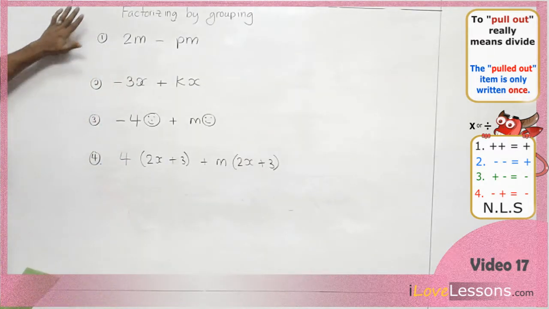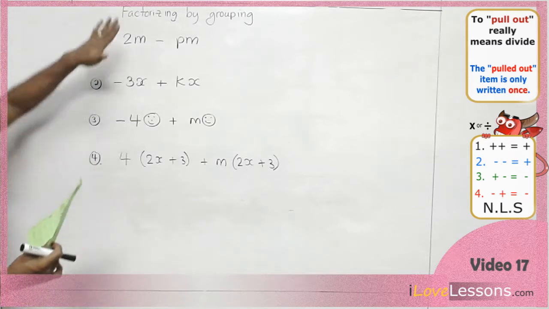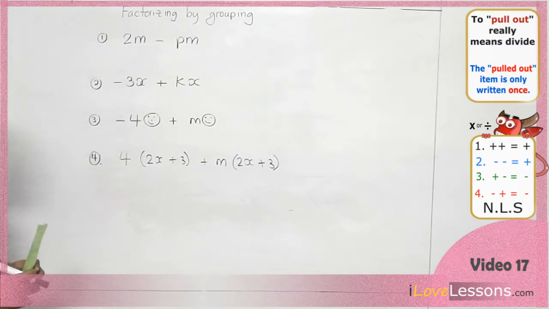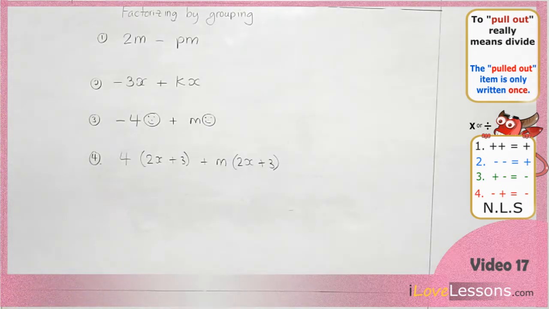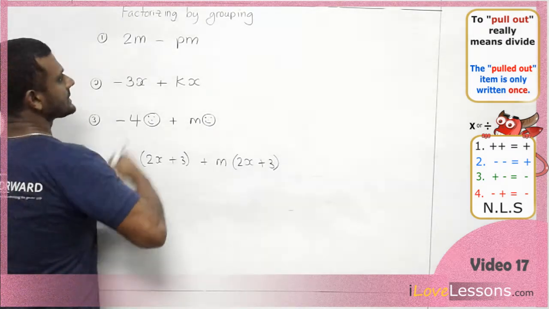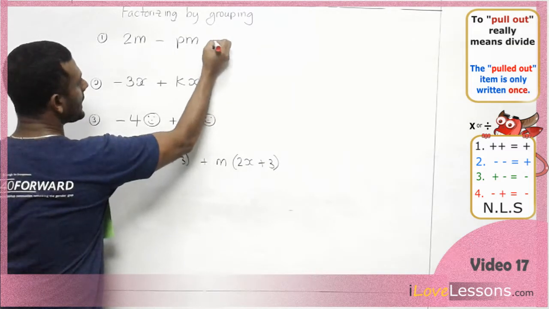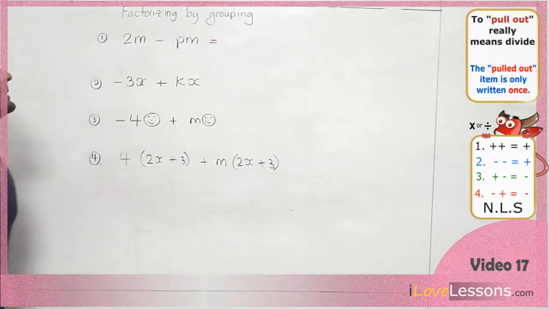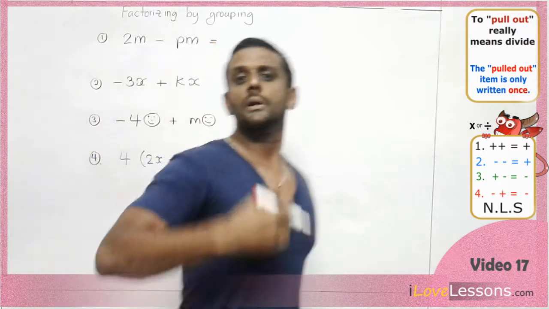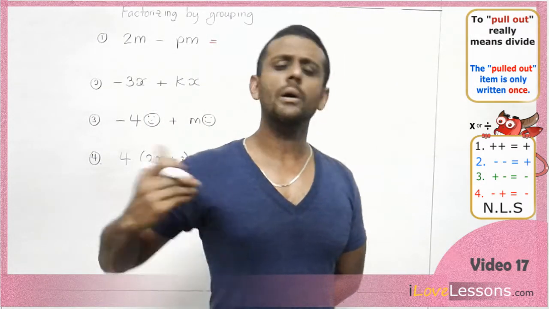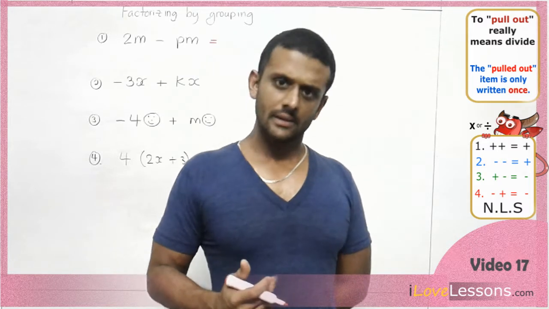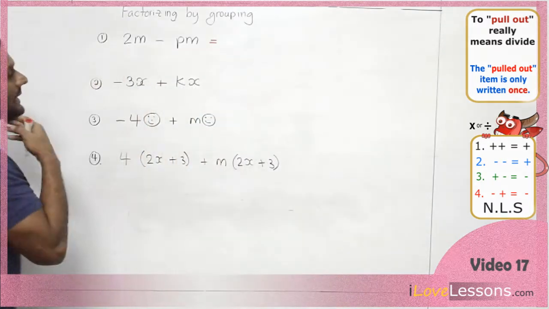Before we get started, I just want to do a quick revision on something that may or may not have been too obvious. By now, if I had asked you to factorize 2m minus pm, the concept of pulling out something, like I've said in the last two videos, is that when you pull out something, you've already divided.